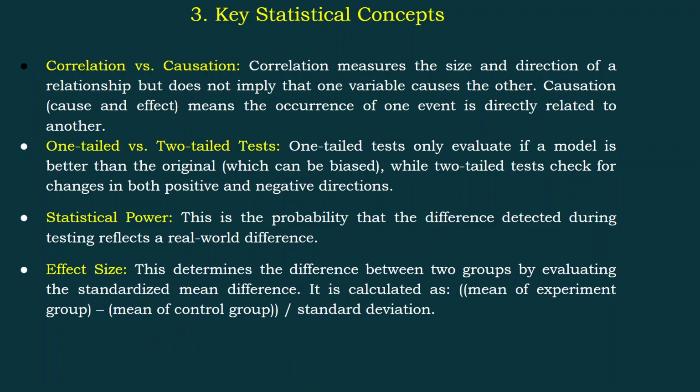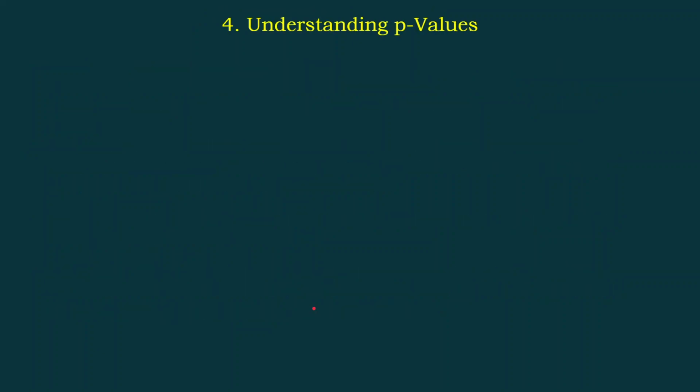And then we have the effect size. This determines the difference between two groups by evaluating the standardized mean difference. So it uses the formula: mean of experimental group minus mean of control group, divided by standard deviation. This is the formula which calculates the effect size of the data we are using.